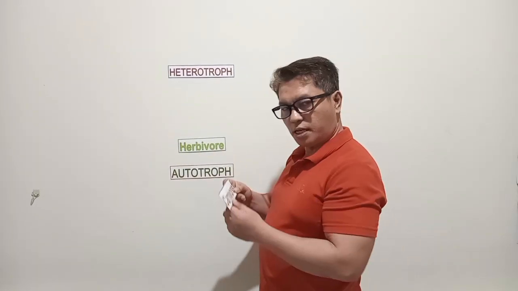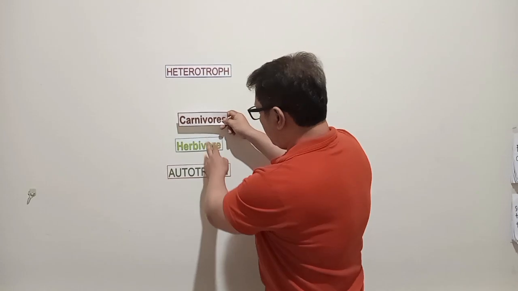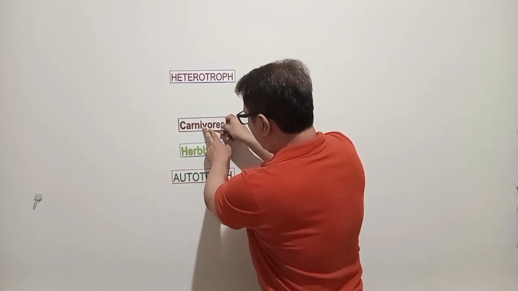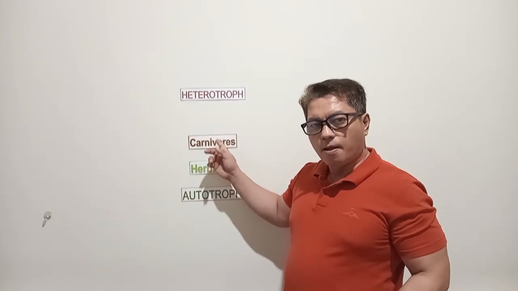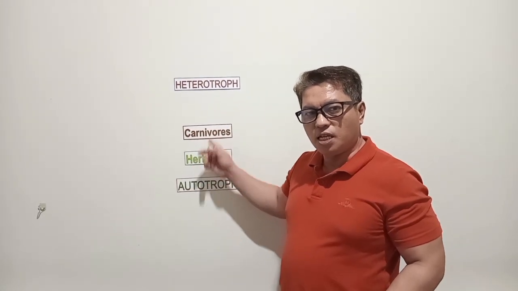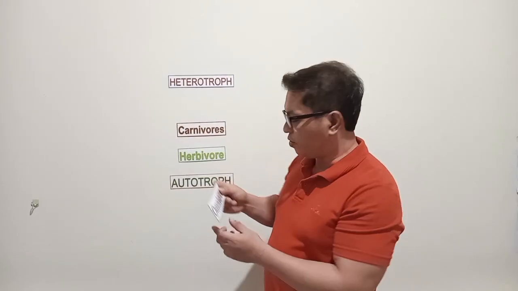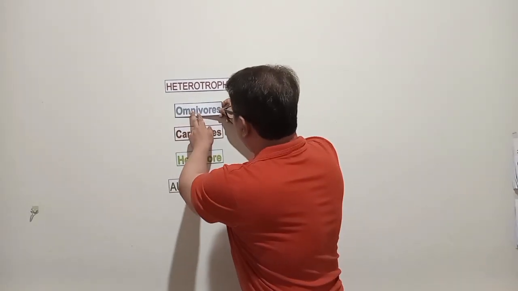The next one are the carnivores. Carnivores, what did I say? Carnivores, that's right. So we're gonna put them above the herbivores. The carnivores are the meat-eating animals. They eat the herbivores. The next one are the omnivores. Omnivores, what did I say? Omnivores. So let's put the omnivores here.